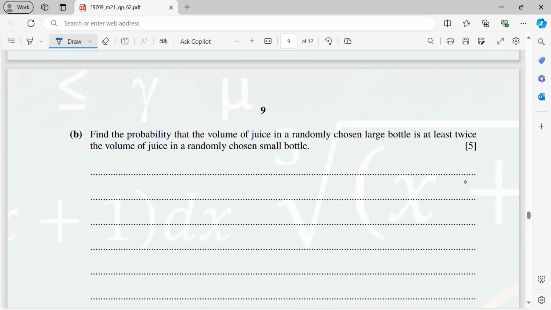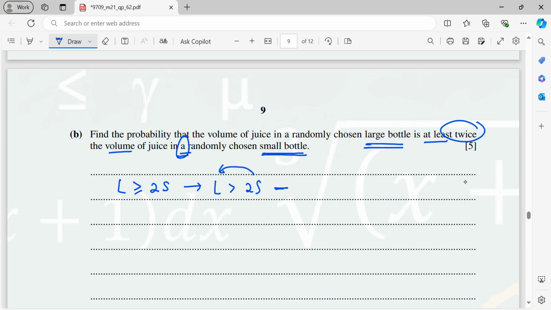Okay, B, find the probability that the volume of juice in a randomly chosen large bottle is at least twice the volume of the juice in a chosen small bottle, right? So now large bottle at least twice of the small bottle. So actually, if you want to write at least, it should be greater than or equal to, but then we know that it is normally distributed. You can just say L is greater than 2S, no problem. Okay, then I will move the 2S to the other side. Therefore, L minus 2S is greater than 0.